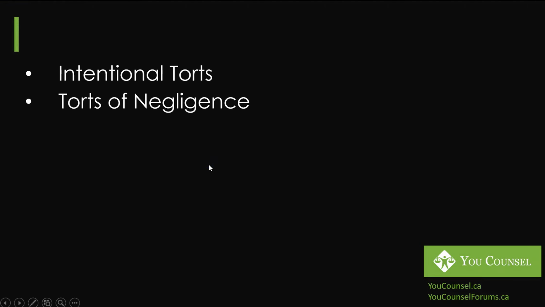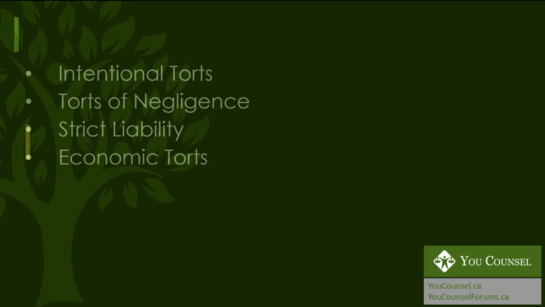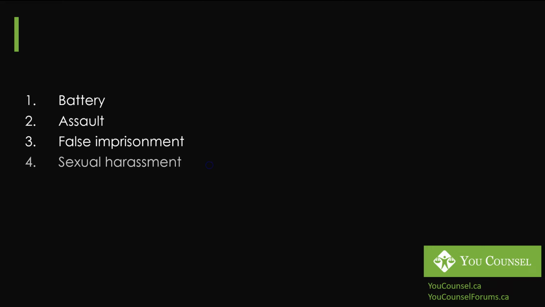What are some of the common types of torts? One kind is called intentional torts, torts of negligence, strict liability tort, and economic tort. So let's briefly talk about these torts. Intentional torts, these are some of the common intentional torts called battery, assault, false imprisonment, sexual harassment, trespass, conversion, detinue. We will go over these torts individually in separate lectures, and I'll explain what are the basic elements of each tort. What is it that you need to establish in that tort? What may be some of the defenses with respect to that tort? But over here, I just want to let you know that these torts exist.